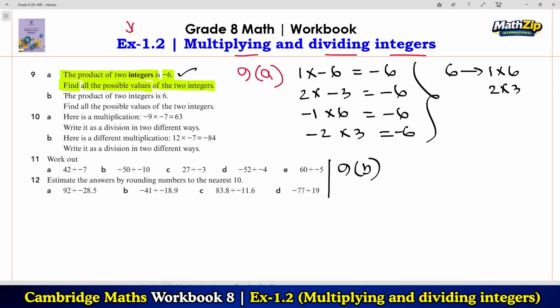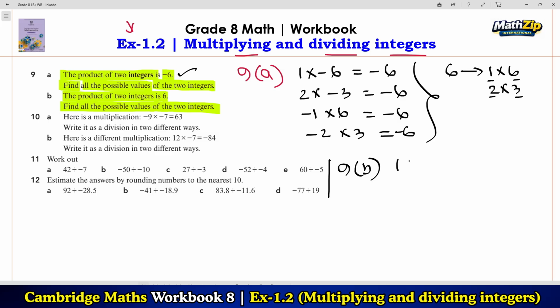Here the product of two integers is 6, right? The product of two integers is 6. Then find all the possible values of the two integers. It's a very interesting thing. We already know the combination of 1, 2, 3 and 6, we will get 6.